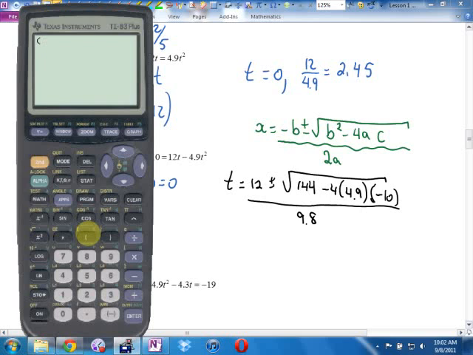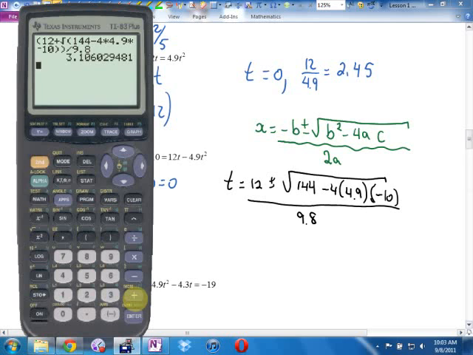12 plus square root button. Now, my calculator, when I hit the square root button, automatically does an open bracket, which is good because is there more than one number in the square root? Bracket. 144 minus 4 times 4.9 times negative 10. Close bracket for the square root. Close bracket for the top. Divided by 9.8. Enter. The first root is 3.1 or 3.11, but not 3.106 because that's 4 sig figs.